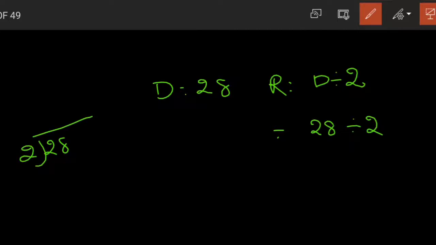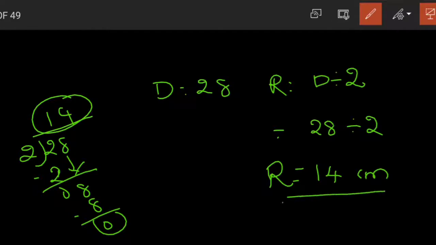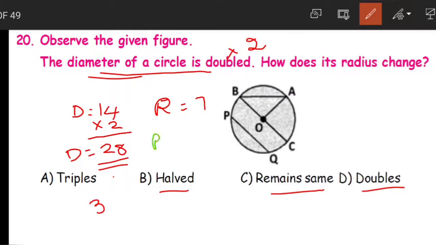When we divide, 2 ones are 2. When we subtract, 0 is remaining. 8 brought down. 2 fours are 8. When we subtract, 0 is our remainder. So what is the quotient here? The quotient is 14. That is nothing but radius is equal to 14 centimeters. Understood? What is our new radius? 14 centimeters.